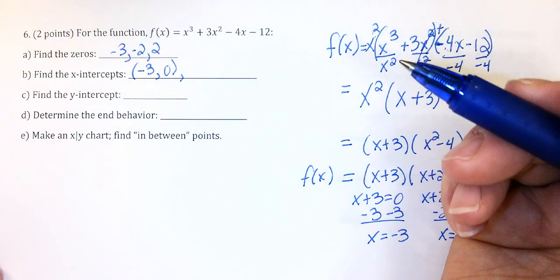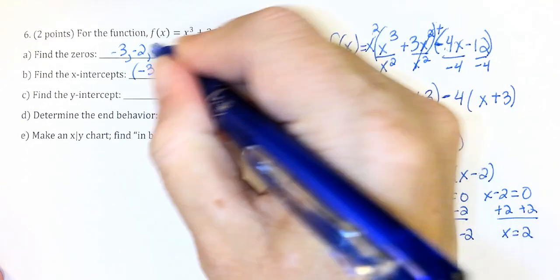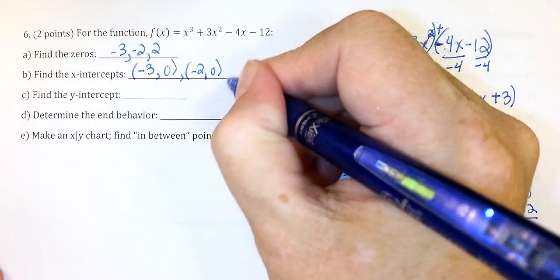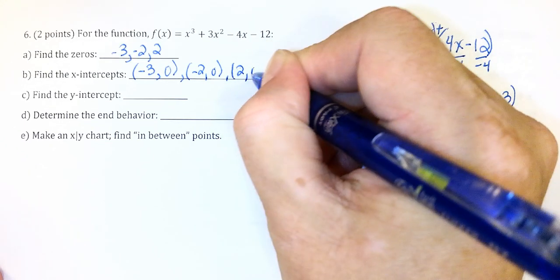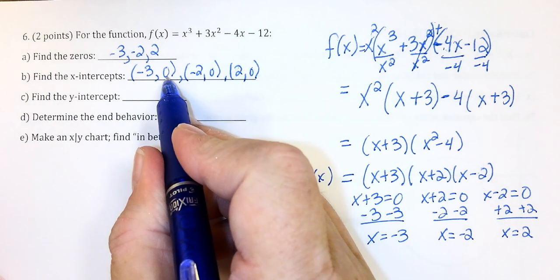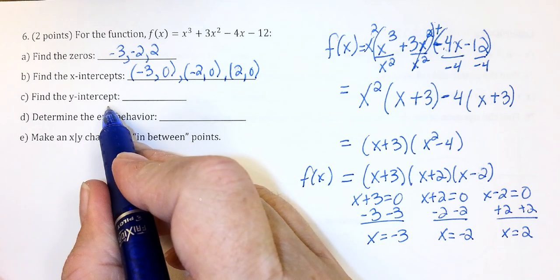So our first x-intercept is -3, 0. Our next one is -2, 0. And our next one is 2, 0. So those are 3 points that we know exist on this graph. Now let's find the y-intercept. Well, the y-intercept is very simple. Again, if the x-intercept has 0 for y value, the y-intercept has 0 for x value.